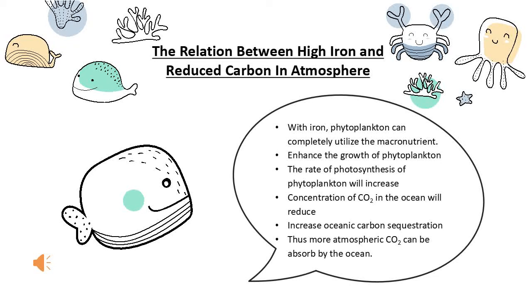From the experiment, scientists can learn the relationship between high iron and reduced carbon in the atmosphere. With iron, phytoplankton can completely utilize the micronutrients. With the iron, it will enhance the growth of phytoplankton. It will cause the rate of photosynthesis of phytoplankton to increase. Thus, the concentration of CO2, carbon dioxide, in the ocean will reduce and it will increase the oceanic carbon sequestration.